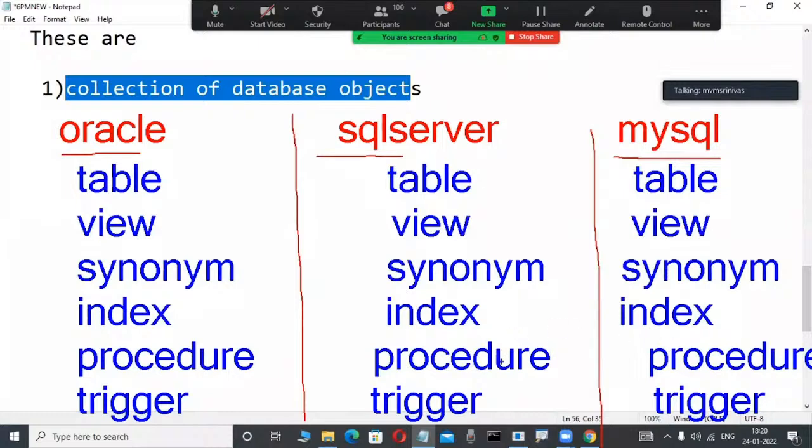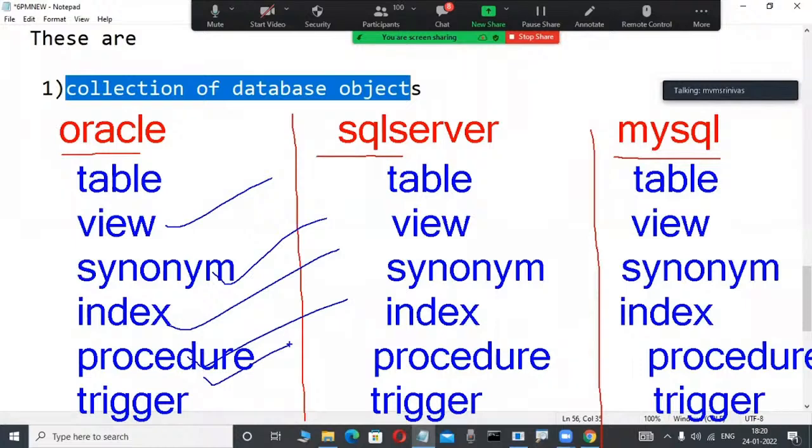Objects means your tables, views, procedures, functions, triggers, packages, so many things are there. But unfortunately, you are a first-time newcomer, so what is the purpose? You just need an idea. Suppose: what is the purpose of a view? What is the purpose of a synonym? What is the purpose of an index? What is the purpose of a procedure? What is the purpose of a trigger? You have an idea where we are using these.